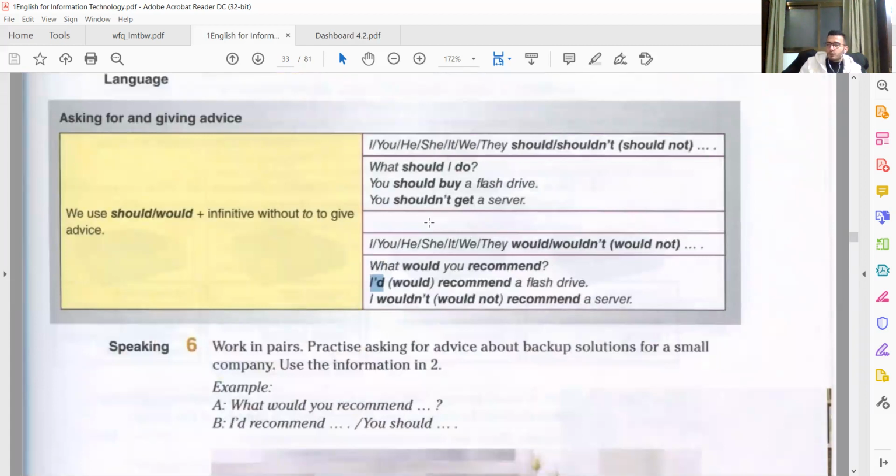How to ask for and how to give advice using should and would. We use should and would with the infinitive without to.